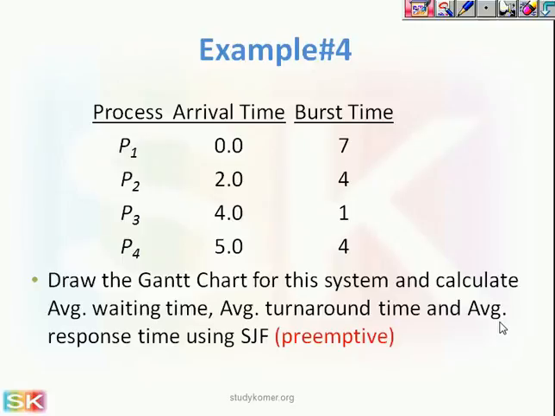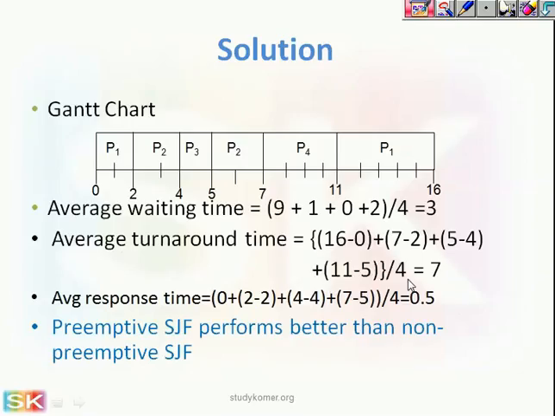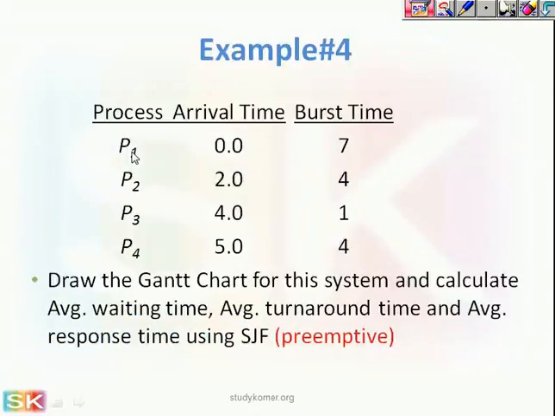Another example is the same process set is given, but this time they are asking to implement SJF with the preemptive scheme, or SRTF algorithm, right? So in this case, what can be the Gantt chart? So process P1 was executed first because at time 0 only process P1 was there. So P1 will be executed at 0.